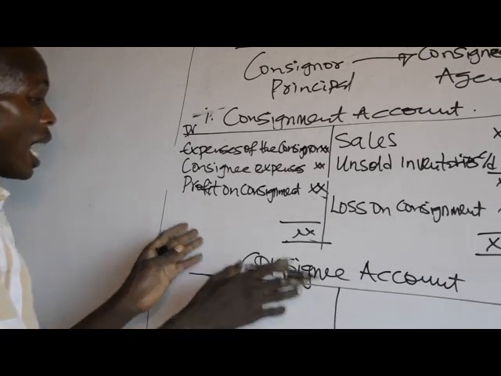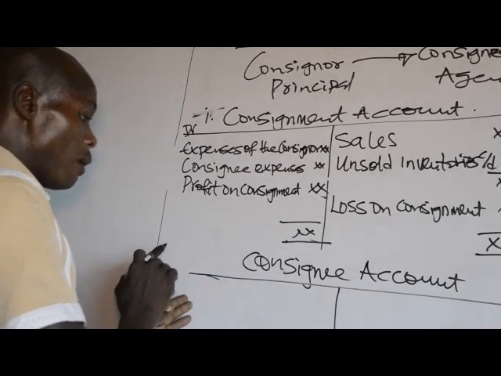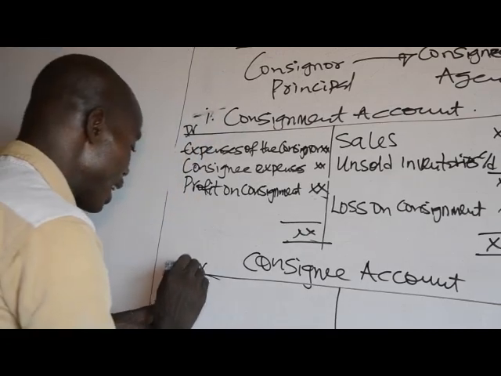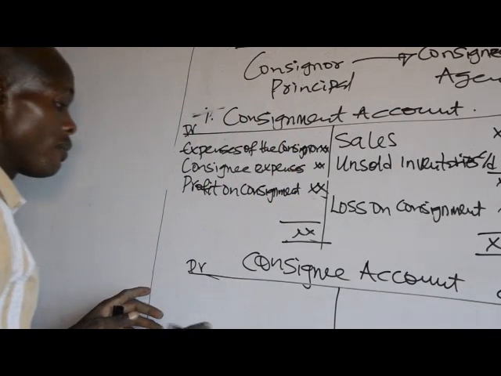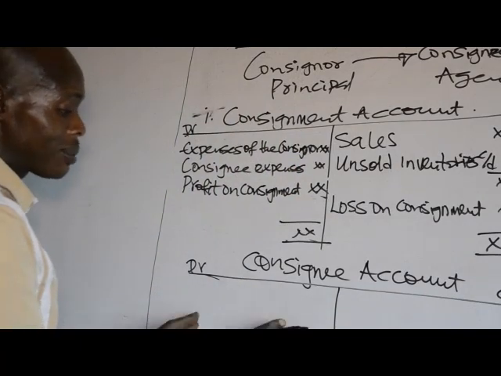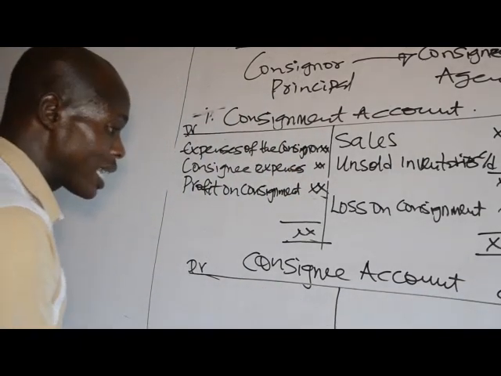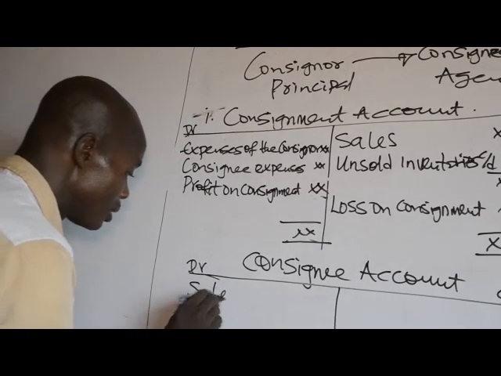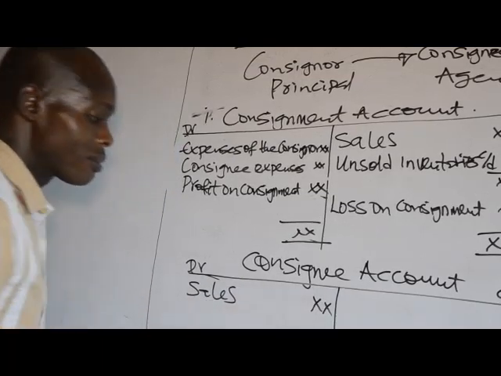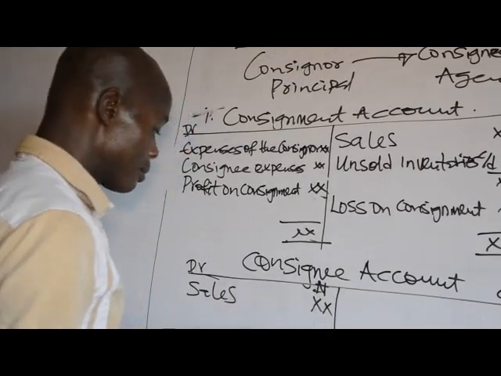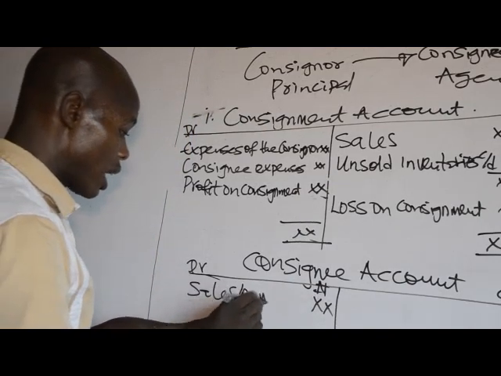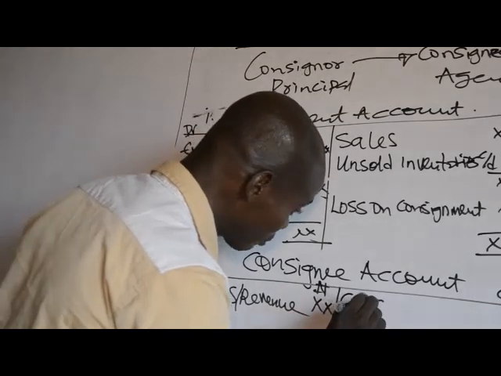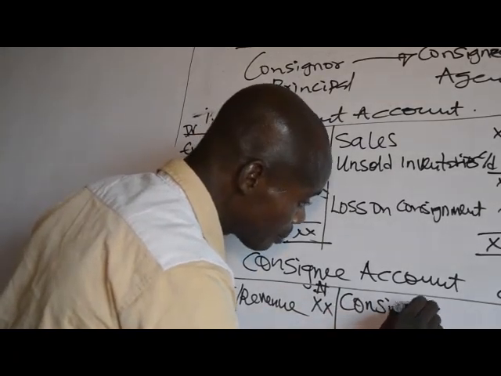I've told you that the consignee and consignor relationship is a form of debtor and creditor relationship. Being a debtor's account, it is expected to have a debit balance. That is, the debit side is expected to be greater than the credit side. So at the debit side, you are going to have the sales. Then at the credit side, you have the consigning expenses.